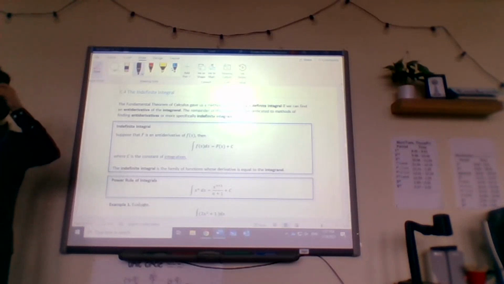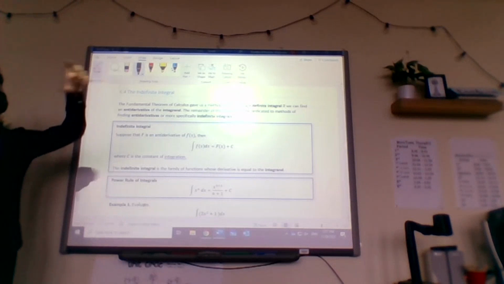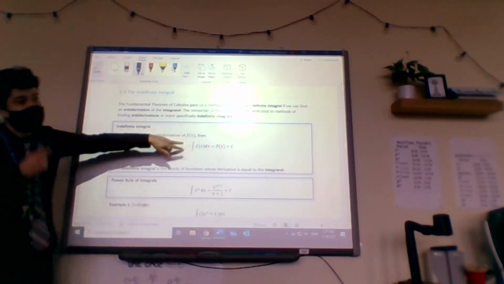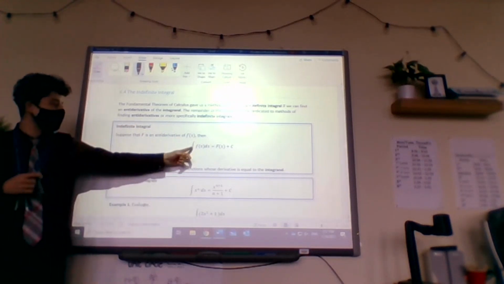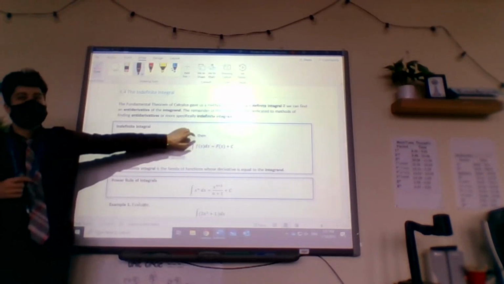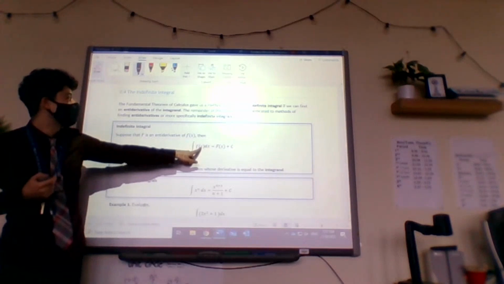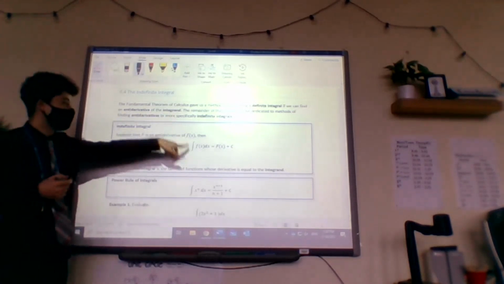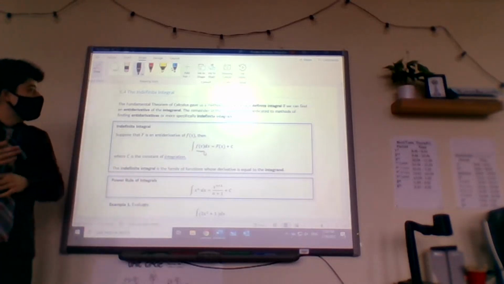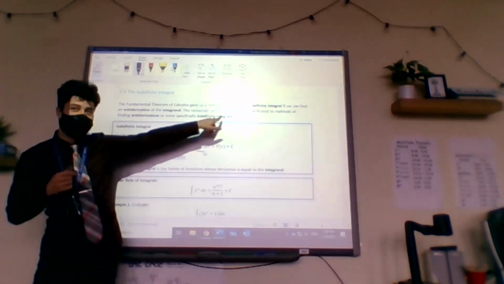All right, so that was the fundamental theorem that had to do with definite integrals, with numbers down here. Today we're learning about this symbol, an indefinite integral, without little numbers, without bounds of integration. And all this means is take the antiderivative of this function. So let me read you what that says. The fundamental theorem of calculus gave us a method for evaluating a definite integral if we can find an antiderivative of the integrand, the guy in here. The remainder of this chapter will be dedicated to methods of finding antiderivatives, or more specifically, indefinite integrals.